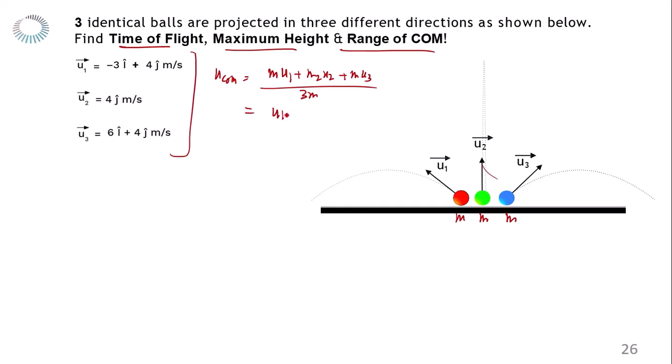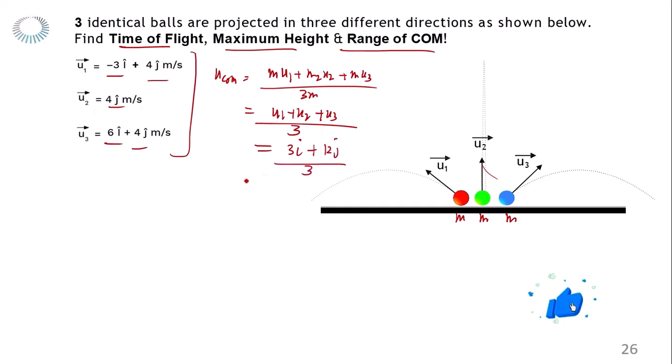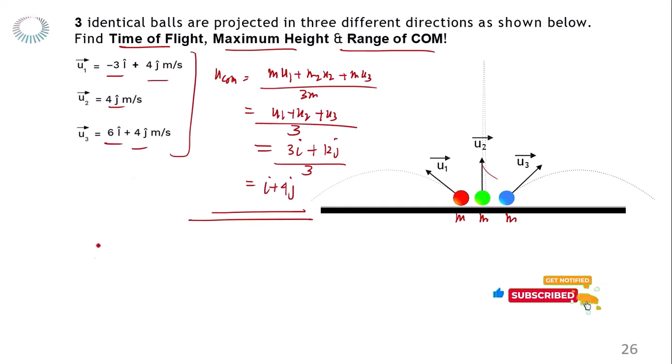Ultimately what I am getting is u1 plus u2 plus u3 by 3. So what is that number? Minus 3 plus 6 means 3i, plus 4 plus 4 plus 4 means 12j, whole divided by 3. That means I am getting i plus 4j. So i plus 4j is the velocity of the center of mass.